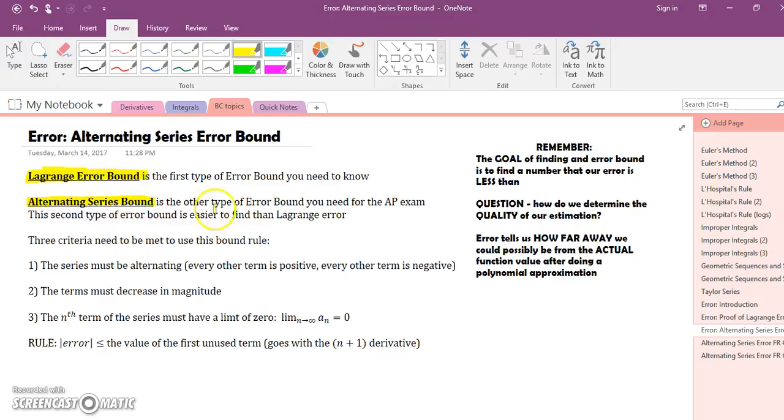Alternating series bound, again, it's a lot easier. It's newer to the exam, and it's less frequently assessed, but we're still going to talk about it because it does come up sometimes on free responses.